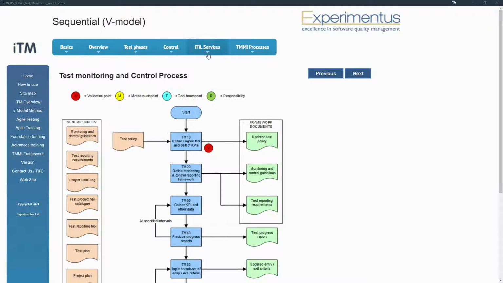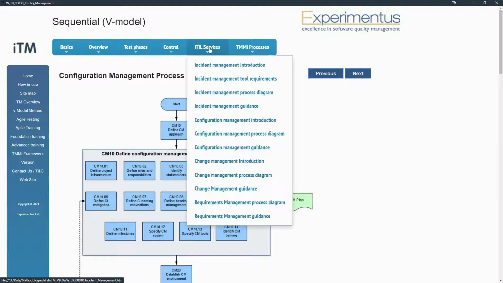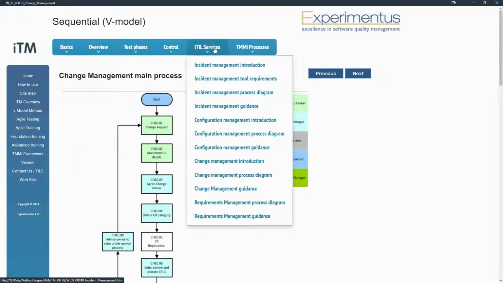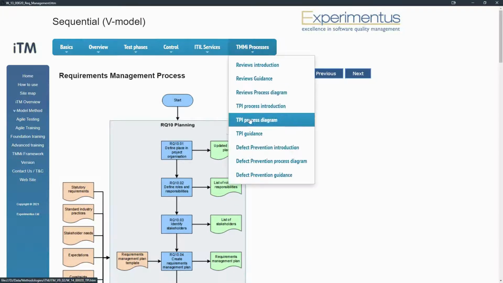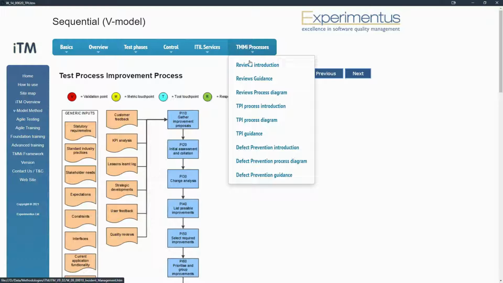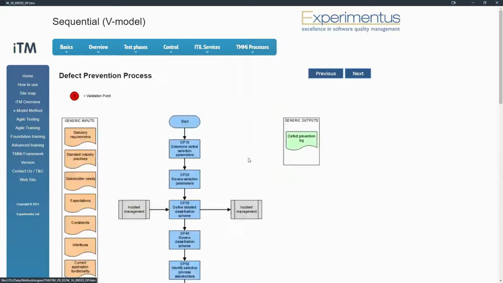There are also several ITIL-based processes: incident management, configuration management, change management, and requirements management, and processes directly related to the TMMI framework, such as test process improvement, reviews, and defect prevention. All of these procedures come with full guidance.